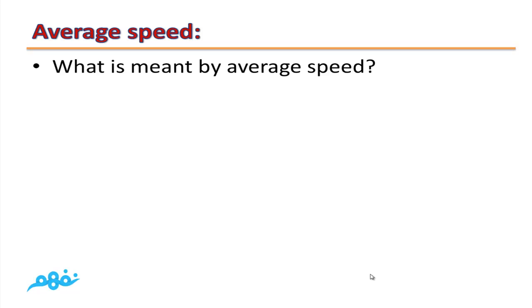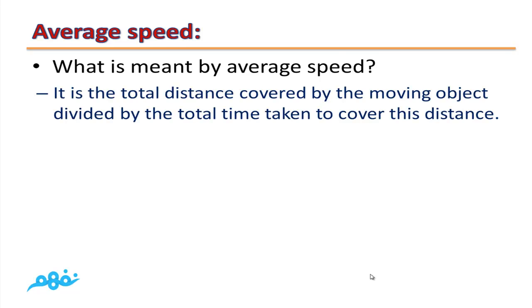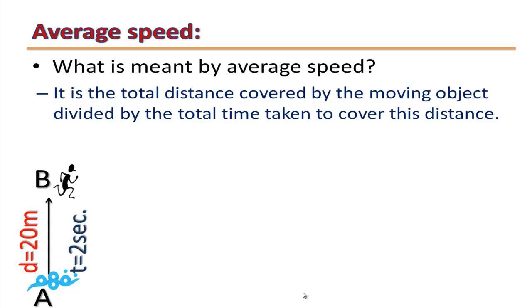Average speed. What's meant by average speed? It is the total distance covered by the moving object divided by the total time taken to cover this distance. For example, let's see this motion first.